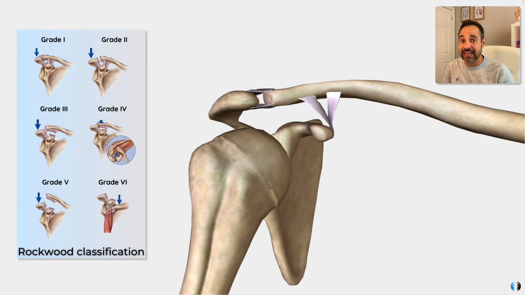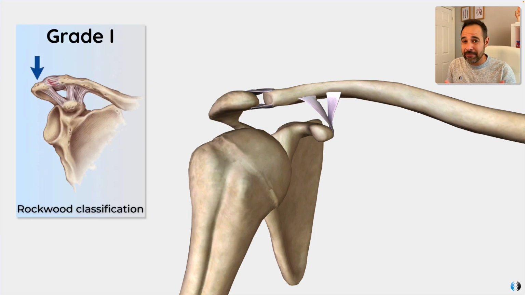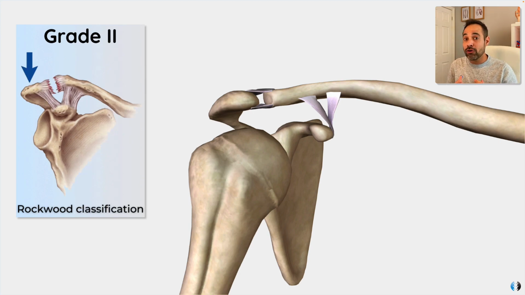So Rockwood classification, grade 1, not that much to write home about, a little bit of a sprain of some of those ligaments. Rockwood classification 2, this is where we have a disruption of the acromioclavicular ligaments here, but those two vital ligaments, the conoid and trapezoid ligaments, are intact.